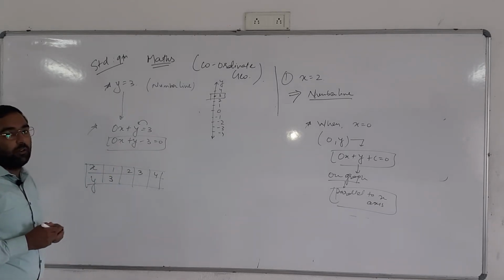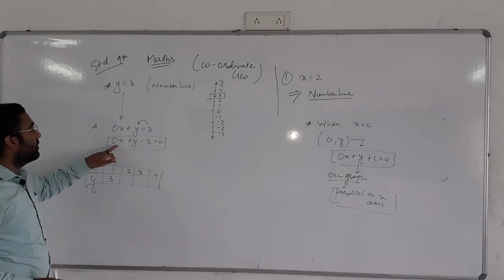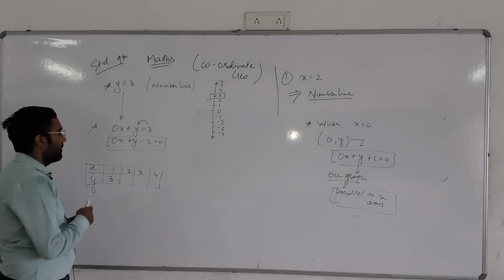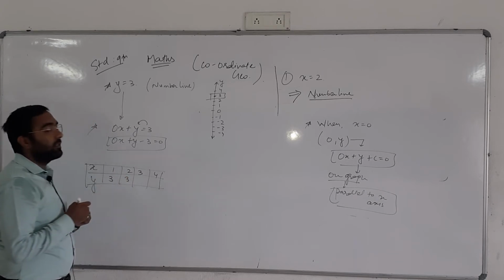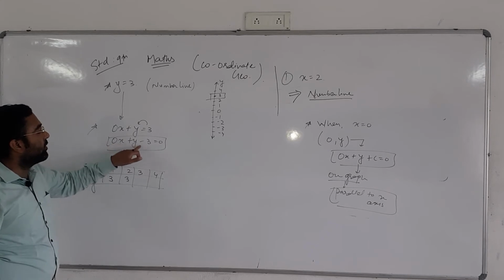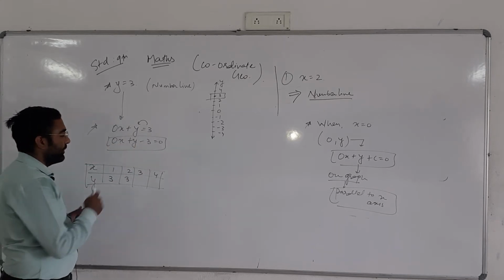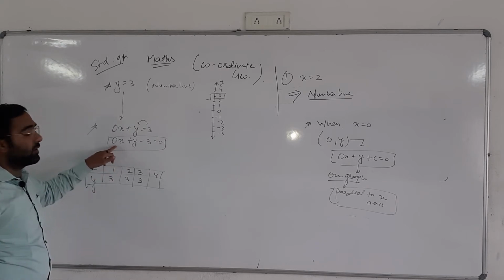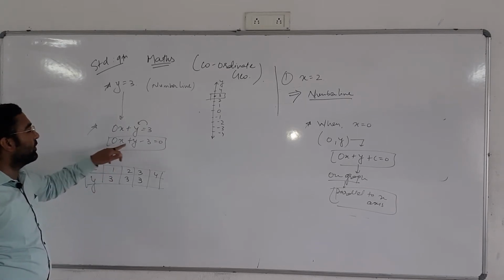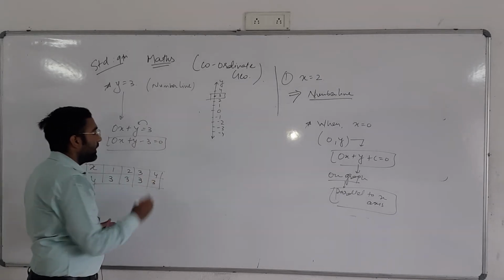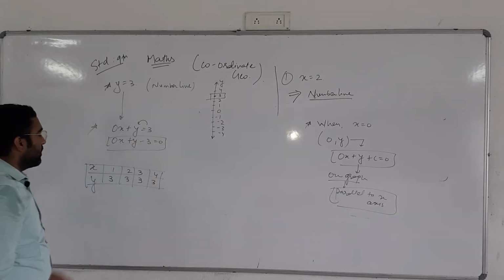When I take x equal to 2, that is 2 into 0, that is 0. Therefore also y equal to 3. When I take x equal to 3, that is 3 into 0, that is 0, and also y equal to 3. And when I take x equal to 0, 0 into 4, that is 0 also, therefore also y equal to 3. Okay.